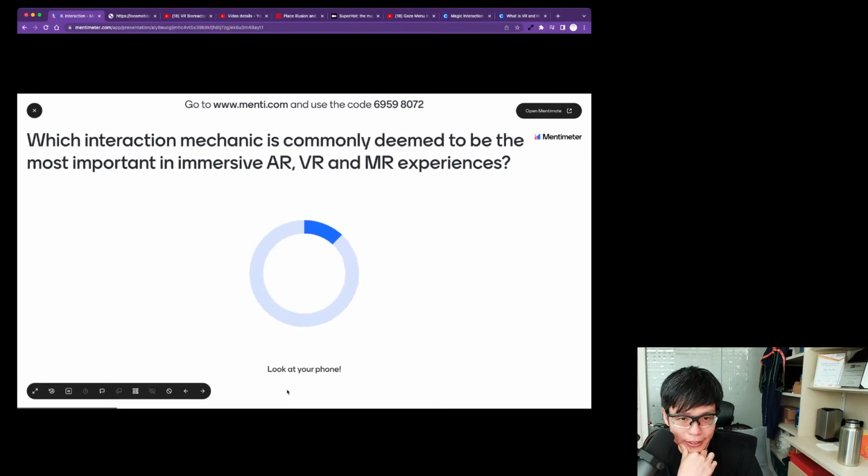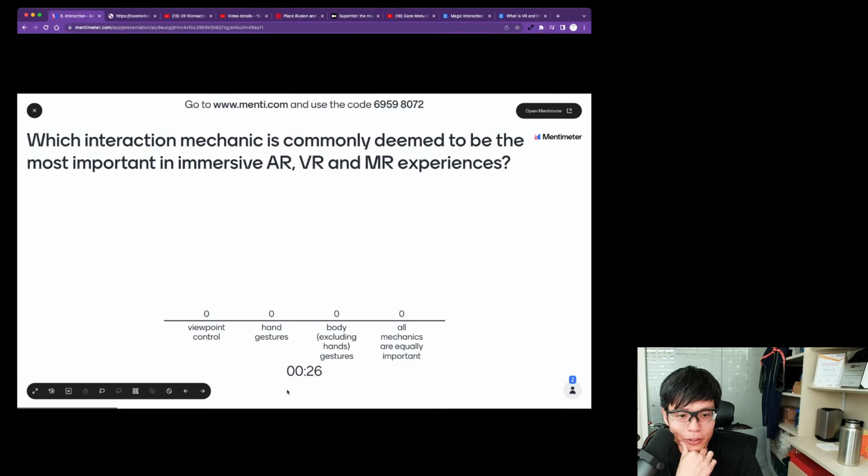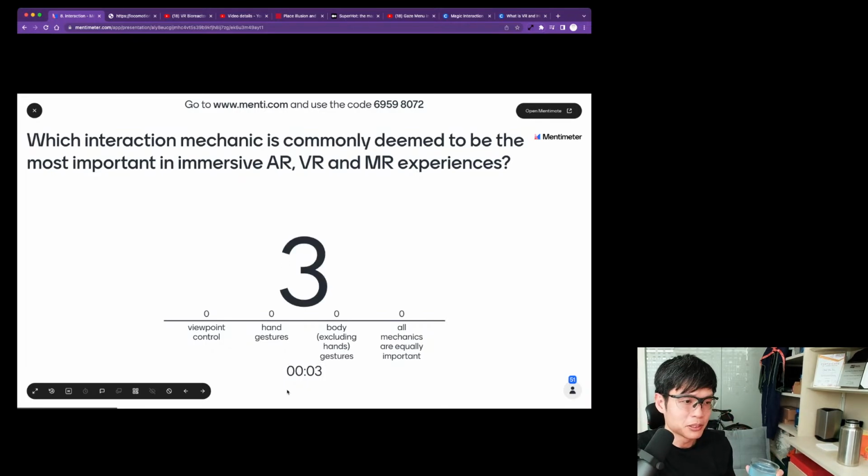This is like a fact, but I still need to fact check you guys. Which interaction mechanic is commonly deemed to be the most important? That means every immersive application you create, almost surely, you will implement this interaction mechanic. Or do you find everything is equally important? You can also choose that answer.